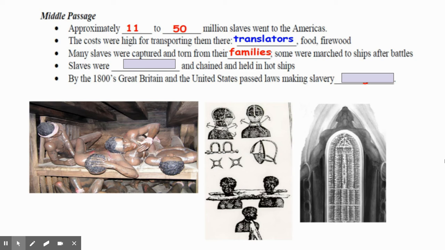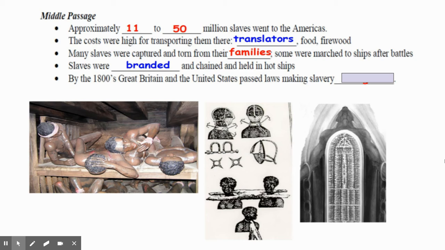Some were marched right to the ships after they lost a battle. Many of our slaves were branded and chained when they got to the port. Part of that is to make sure that they were marked as being part of the property. The ships themselves were very crowded, as you can see in this photograph here of a model of a slave ship. At the same time, many enslaved people were forced to wear certain things if they were known as an escape risk. And all that was very uncomfortable.